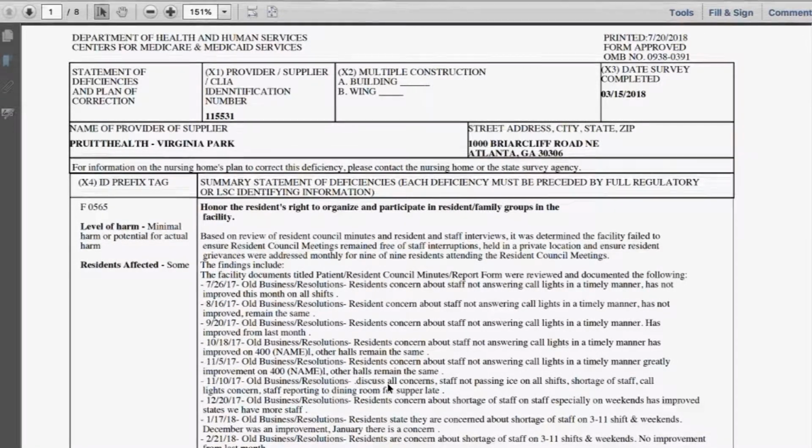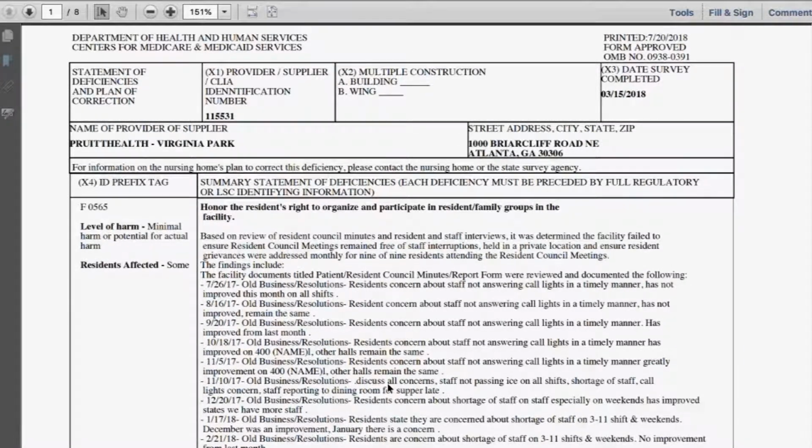So what the statements of deficiency do, and this is for every single nursing home, every time there is an inspection in which there are any what we call deficiencies, which is really a citation for a violation of a minimum standard of care, and the federal government calls them deficiencies. What you'll see in these statements of deficiencies is an explanation of what the citation was for, what the standard was that was violated, and how it was violated.